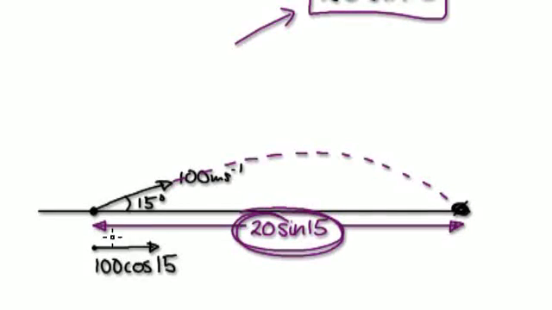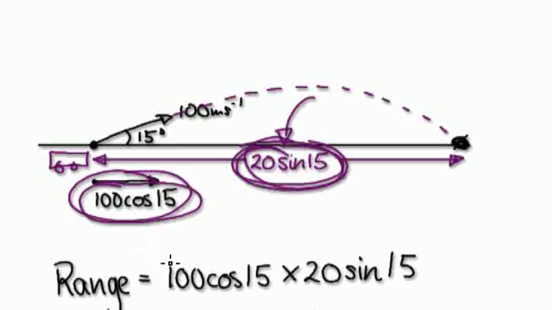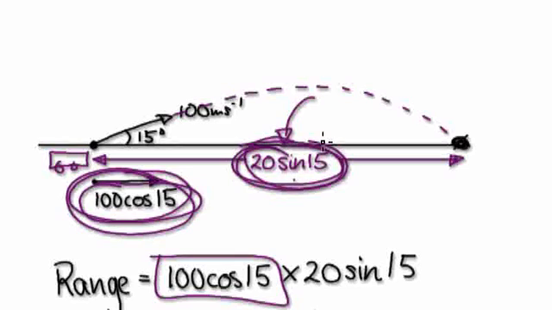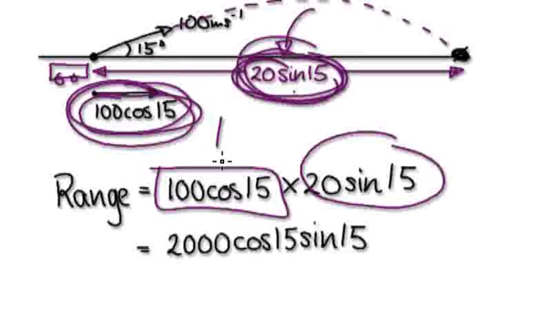But then you have to imagine you and your dad sitting in a car driving horizontally across here at a speed of 100 cos 15, and you're doing it for this amount of seconds. So the distance is speed times time. So you basically get this times this. So range is given by this thing here, and then you times it by the time. The time is given by this. So range is the speed here times time.